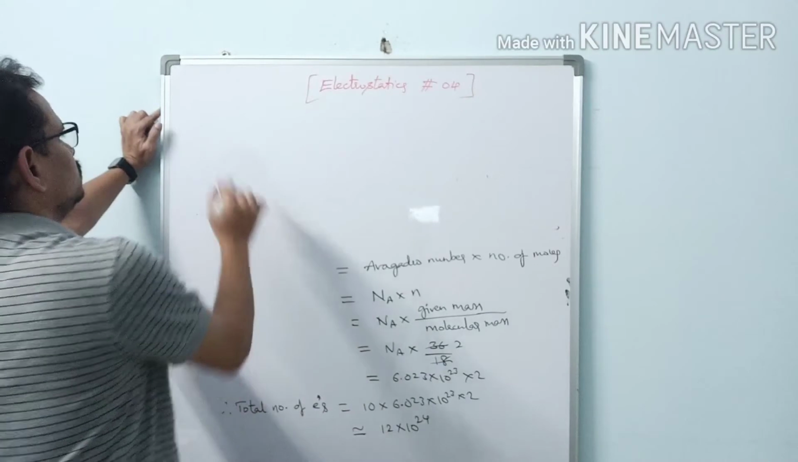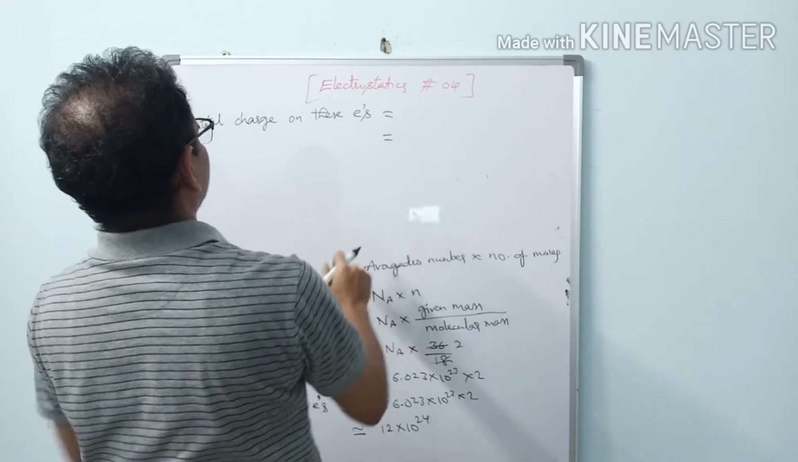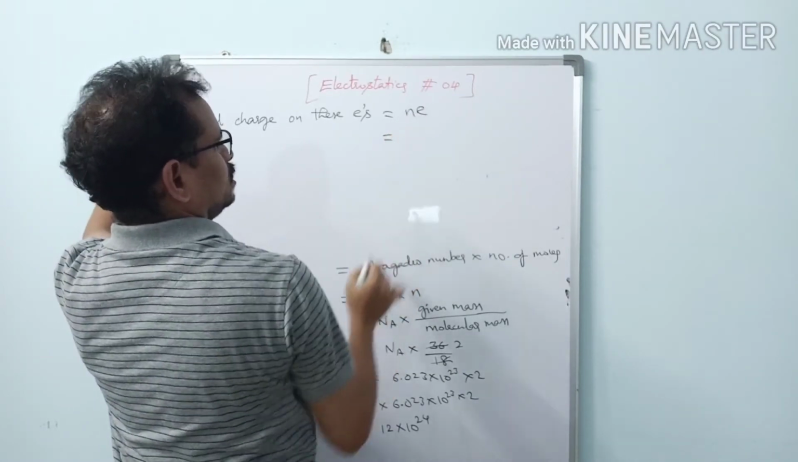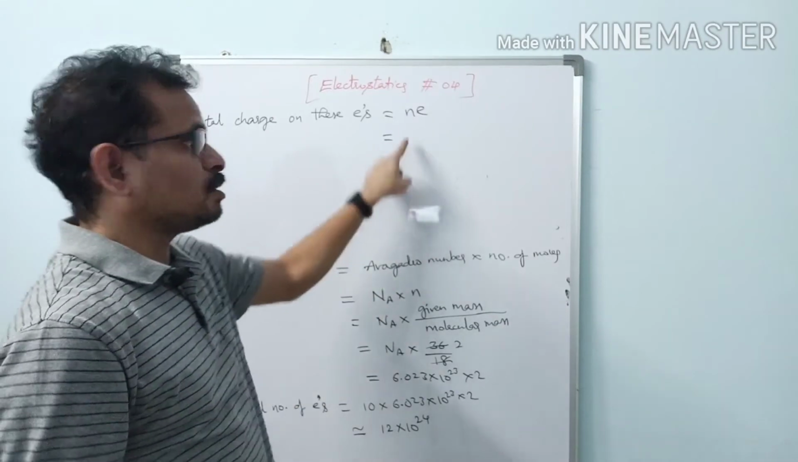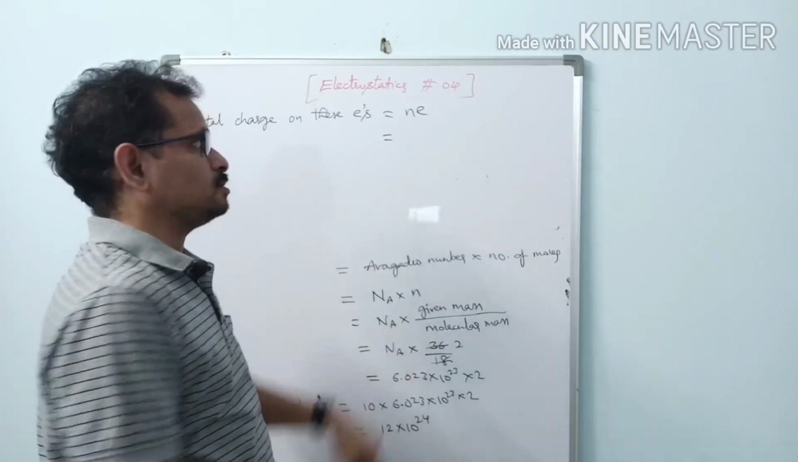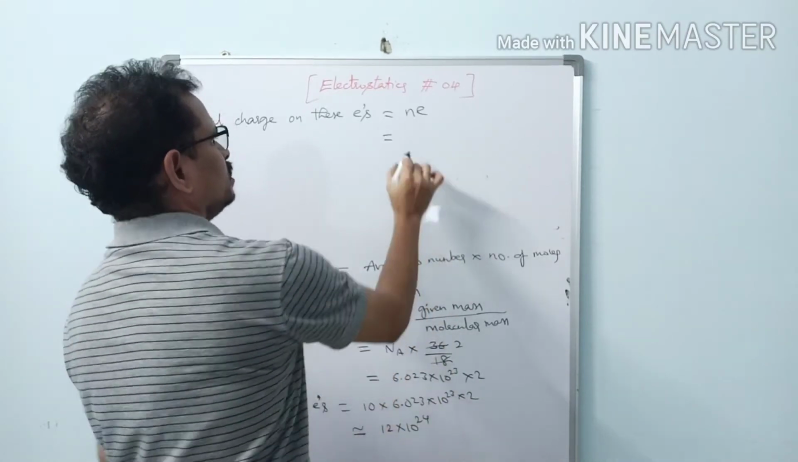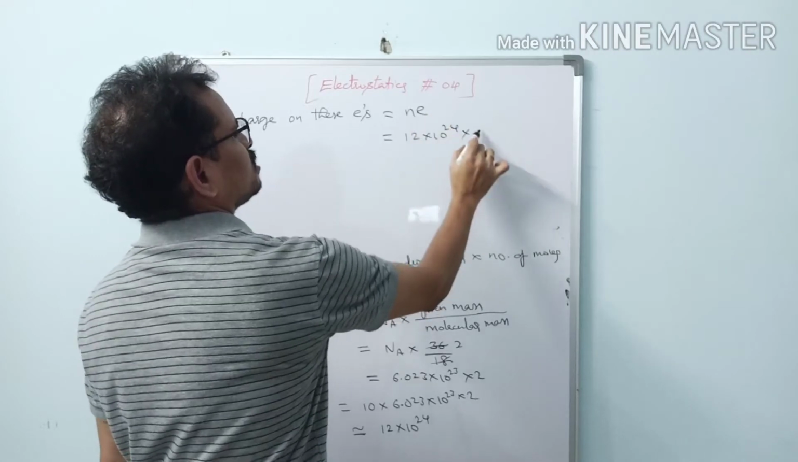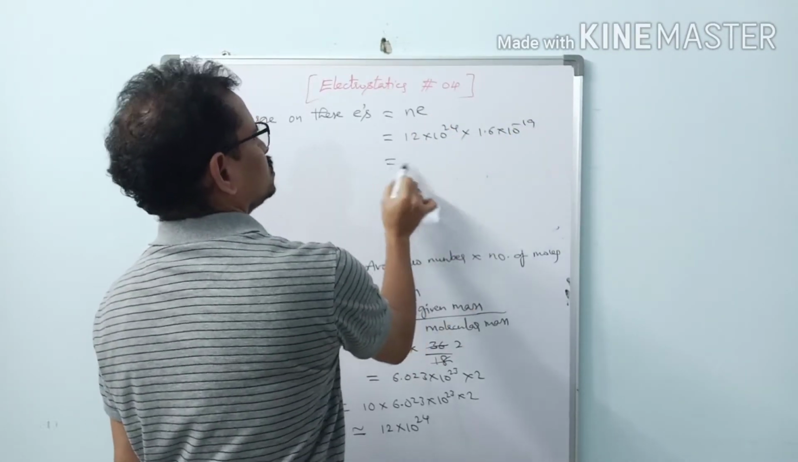So the total charge on these electrons is equal to Ne. What is N here? It is not the total number of moles, it is the total number of electrons, and e is the charge on each electron. How many electrons are there? 12 into 10 power 24. What is the charge of each electron? 1.6 into 10 power minus 19 coulombs. So this is equal to how much?